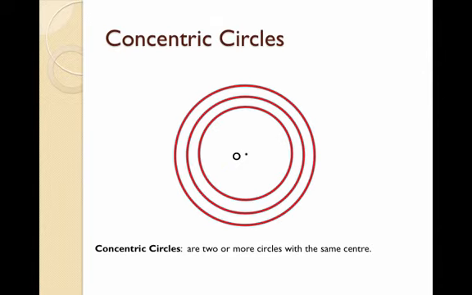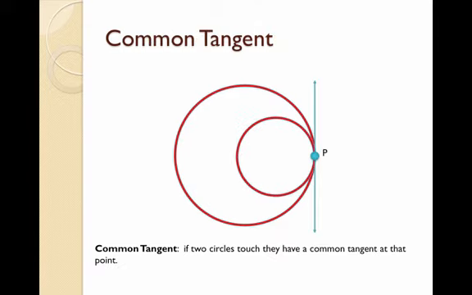Next is a term that we use called concentric circles. These are like a dartboard and they just mean circles with the same center. Lastly is the term common tangent. When 2 circles touch, they will have a single tangent that passes through the same point on those circles. This will be defined further as you progress through this course.